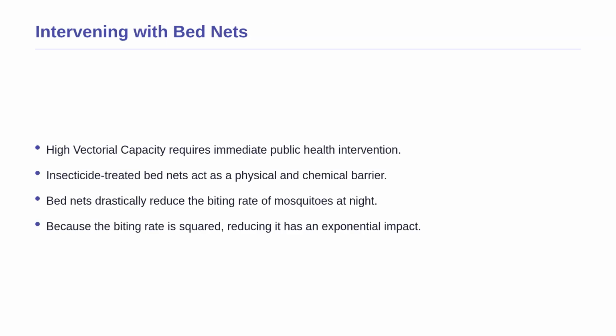That terrifyingly high number tells us we must act immediately to bring the capacity down. This is where public health interventions come into play. Suppose the government distributes insecticide-treated bed nets to every household in that village. These nets act as a physical barrier, making it much harder for mosquitoes to feed on humans at night. Because the mosquitoes cannot reach the humans easily, the biting rate drops drastically.